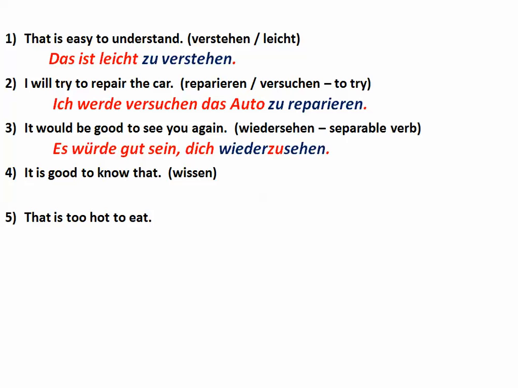Wiedersehen is a separable verb. In such instances, you can put the zu in the infinitive phrase in the middle between the prefix and the rest of the verb, thus giving us wiederzusehen. And that's all written as one word. It is good to know that. Es ist gut, das zu wissen. Or that is too hot to eat. Das ist zu heiß zu essen. And one little note here on the difference between German and English. In English we have two to's, T-O-O and T-O, but in German this is accomplished just through the use of zu.